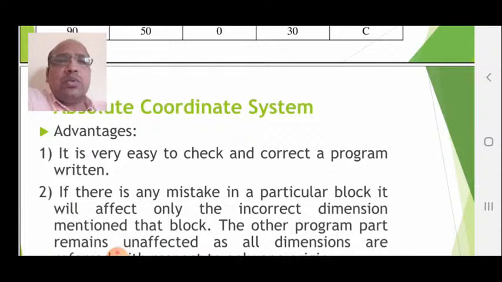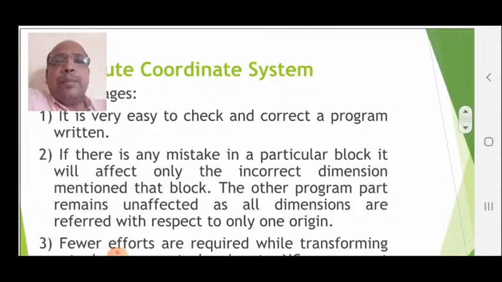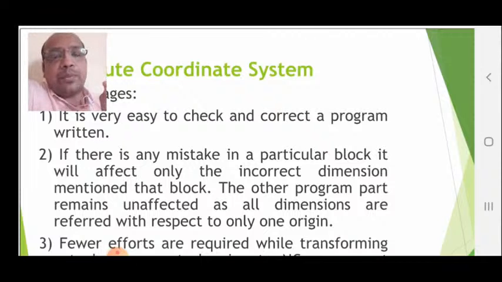It is very easy to check and correct a written program. If there is any mistake in a particular block, a line in a part program is called a block, it will affect only the incorrect dimension mentioned in that block. It means if you have written any wrong instruction in a part program, only that line will be affected. The complete part program will not be affected.